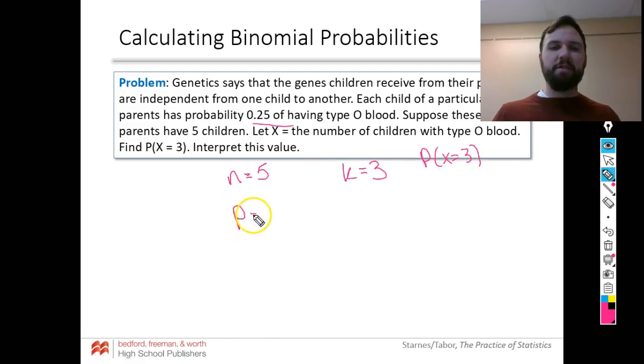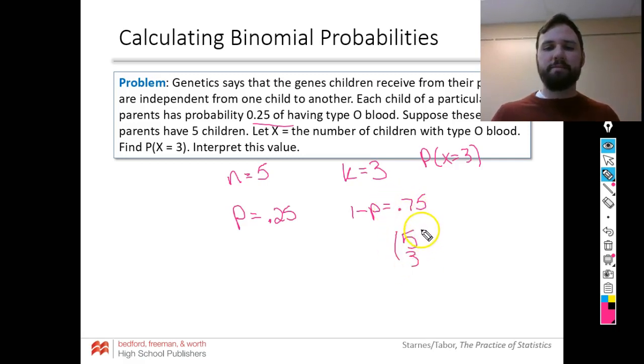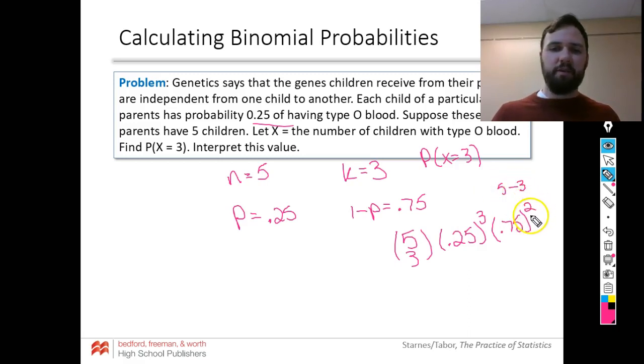My probability of success is 0.25, because we're counting type O as success. My probability of failure, of not succeeding, is 0.75. Let's plug in. So I'm going to do 5 choose 3 times 0.25 to the success rate times 0.75, my fail rate, to the 5 minus 3. Right? And I'm going to plug that in.